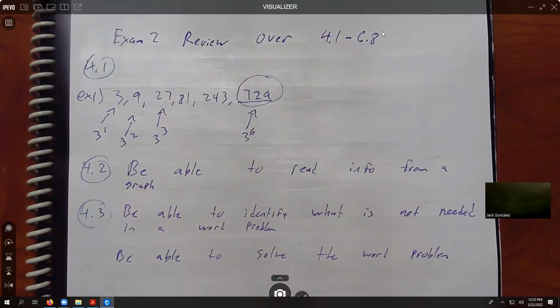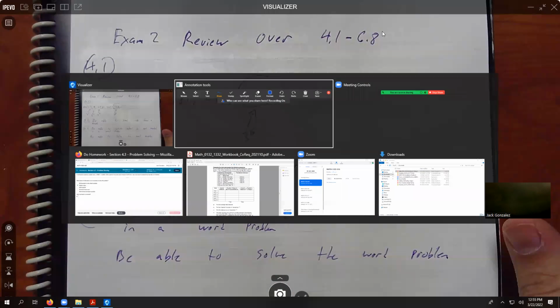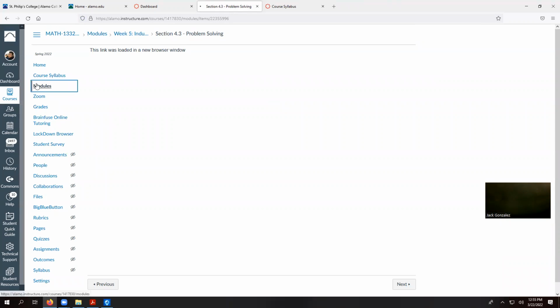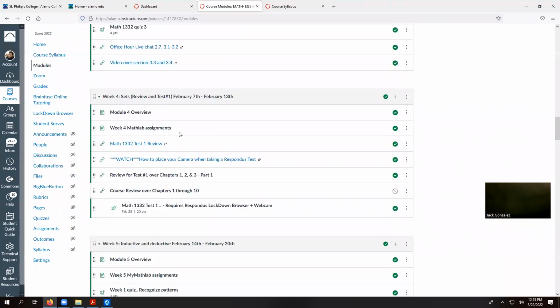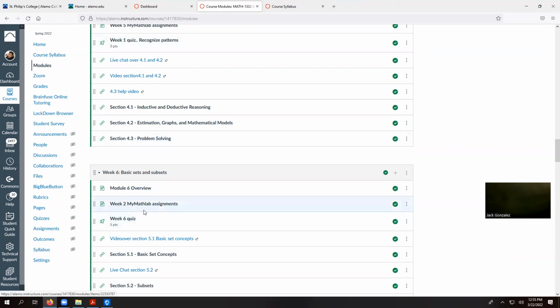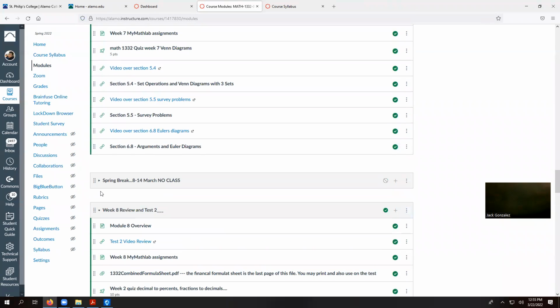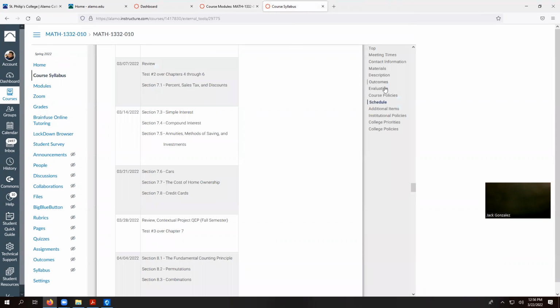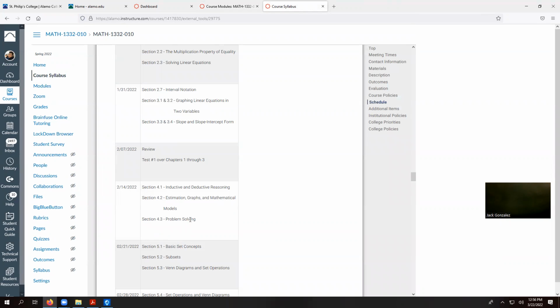That's pretty much all for 4.3, and I think 4.4, let me see. What is 4.4? So long ago. Four is problem solving. Maybe there isn't any, I'm just making stuff up. Let me look at the syllabus to keep me straight. So 4.3 is all about the four-step problem solving technique, identifying what's needed, and then solving word problems. It's not two sections, just one.